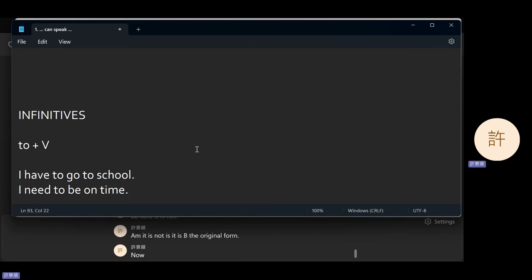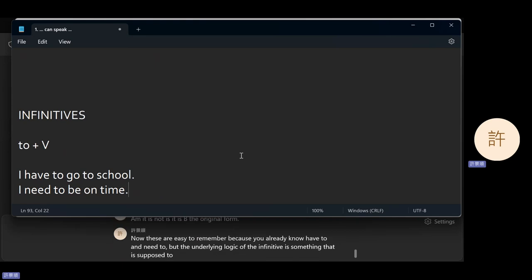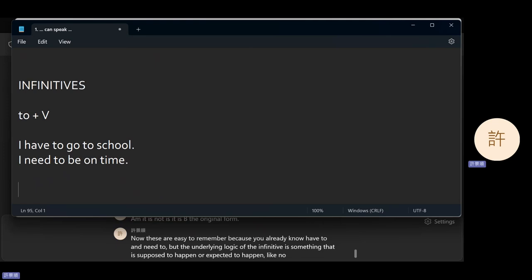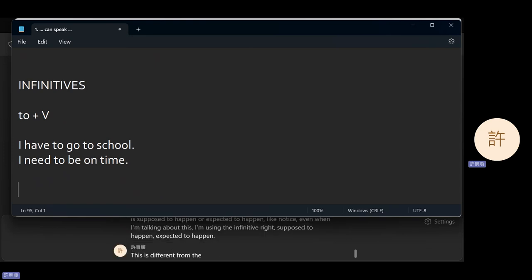Now, these are easy to remember because you already know have to and need to. But the underlying logic of the infinitive is something that is supposed to happen or expected to happen. Notice even when I'm talking about this, I'm using the infinitive, right? Supposed to happen, expected to happen. This is different from the future tense.